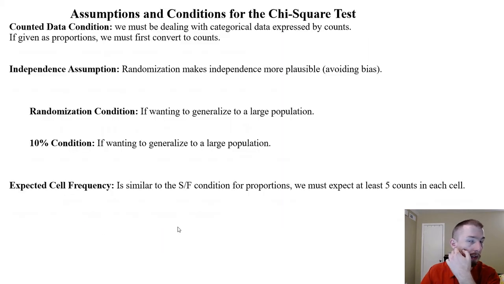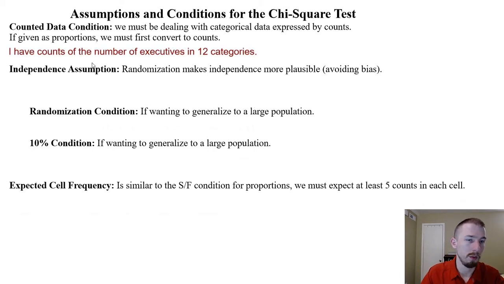All right, so assumptions and conditions for the chi-squared test. The first one is that we have to have counted data. We can deal with proportions, but we'd have to multiply them by our sample size to get the actual numbers or counts. So it is similar to proportions, but if they give it to you with a frequency or a frequency table, we need to make sure that it is actually counts, so the number in each cell.